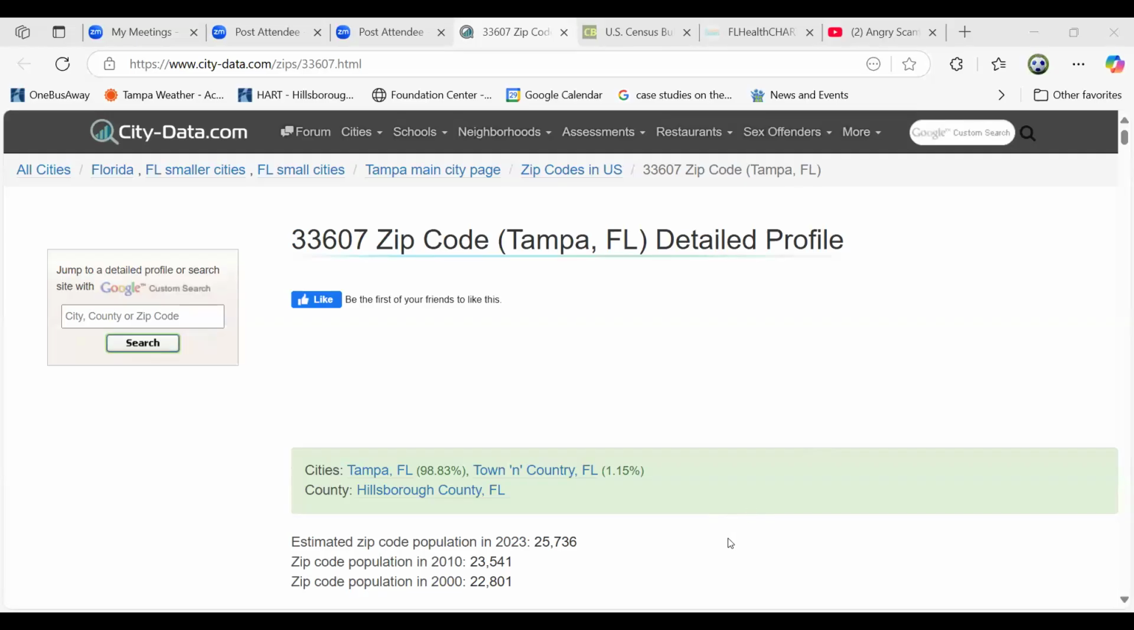Another place we can go is what's known as city-data. This is one of the most comprehensive sites you can go to. The only site that has more information is the first site that we looked at, which is called census.com.